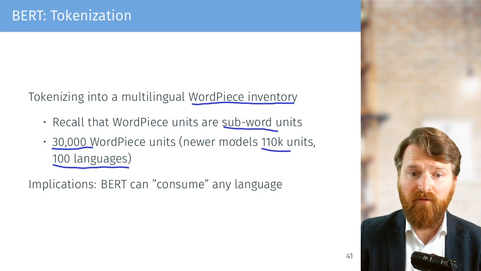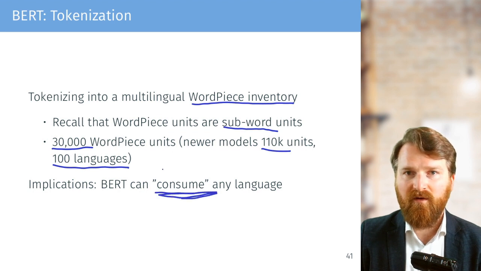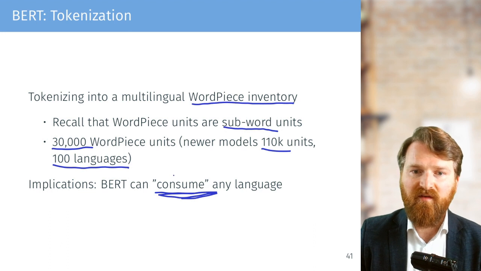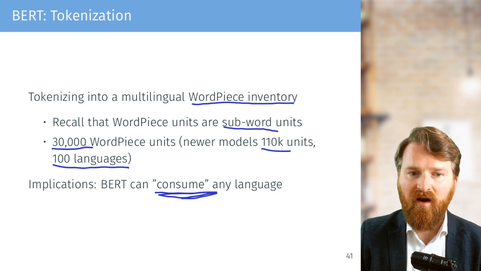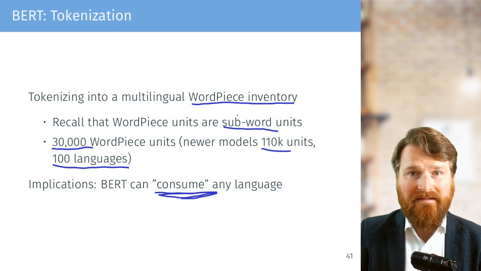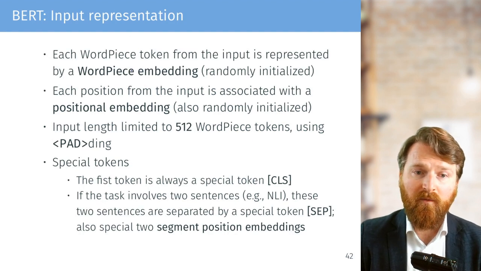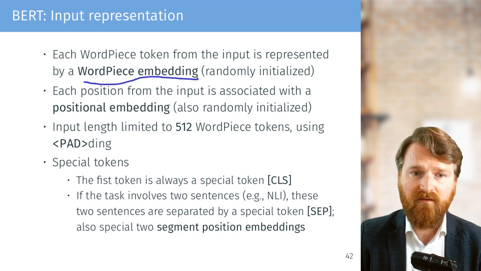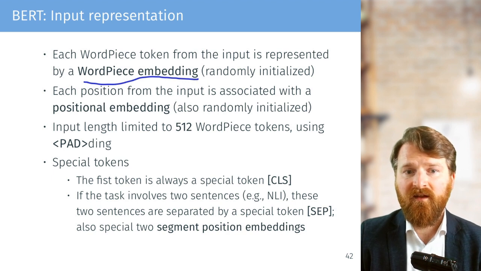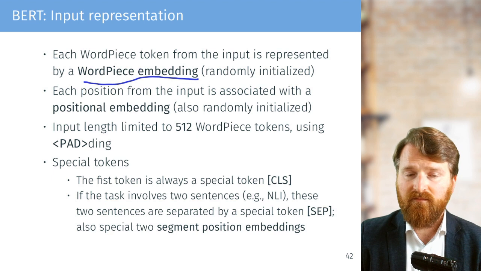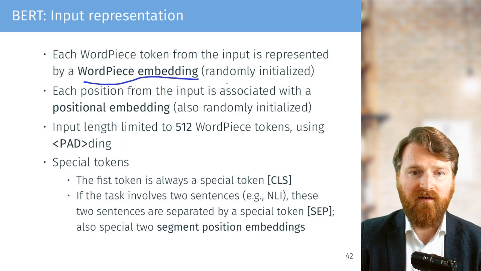What are the implications of that for BERT? BERT can consume any language, because now we don't have the problem of out of vocabulary words, because everything is a word piece inventory, and given it's large enough, 30,000 or 100,000, any meaningful input in any language is possible. And we have the word piece embedding. So each word piece token from the input is represented by a word piece embedding. It's the same as word embeddings, but not attached to a word, but a word piece, a subword unit. And typically they are randomly initialized or could be pre-trained, it doesn't really matter now.